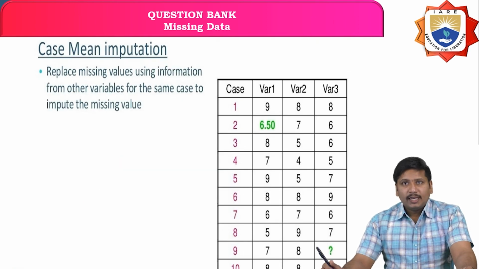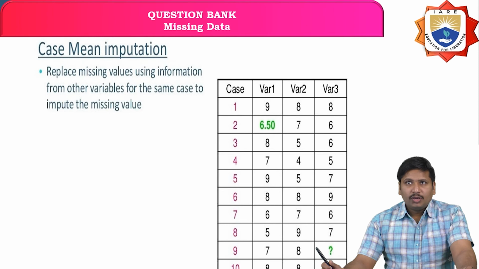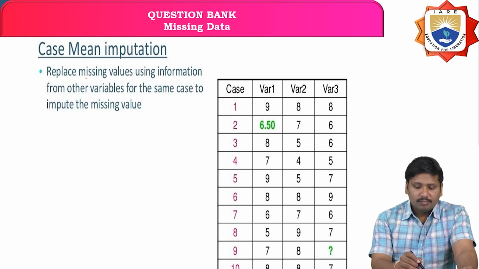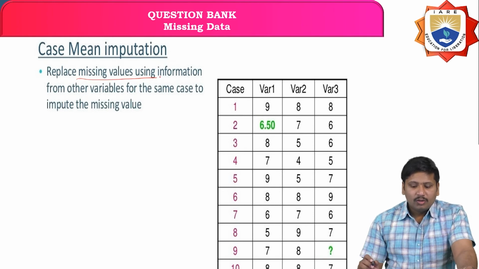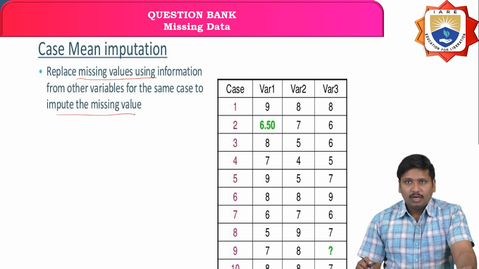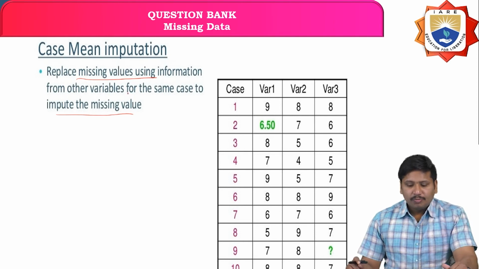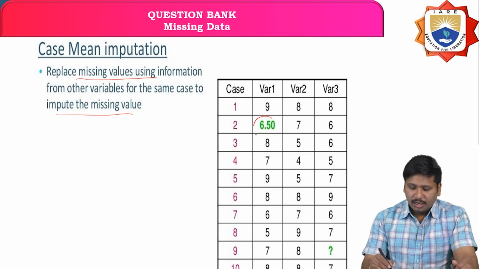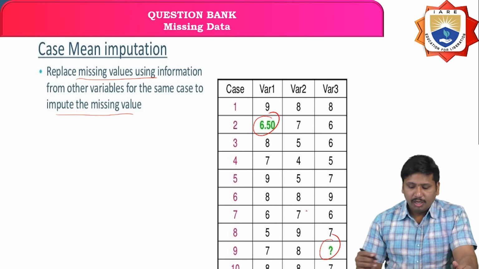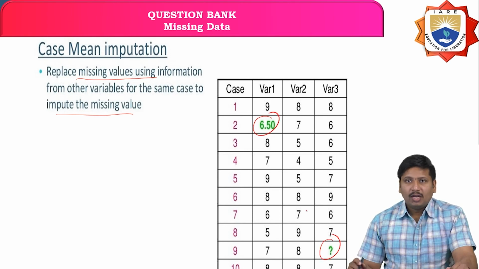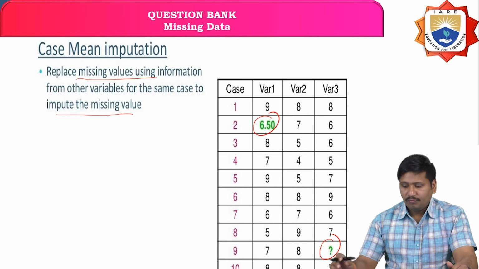And next one is the case mean imputation. Case mean imputation means the missing values are going to be replaced with the information from other variables, from case to case, to impute the missing value. So where the data is missing, the value should be replaced with the case mean. Based on this case, I can fill the missing values.